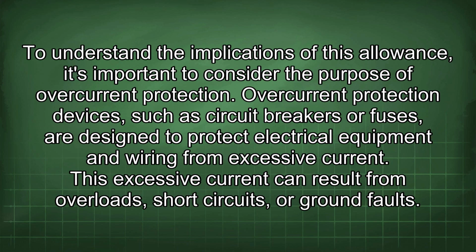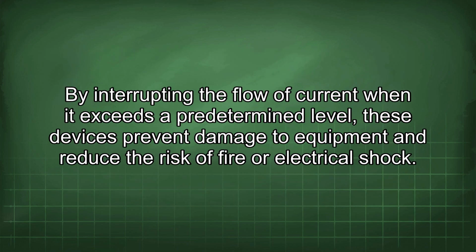To understand the implications of this allowance, it's important to consider the purpose of overcurrent protection. Overcurrent protection devices, such as circuit breakers or fuses, are designed to protect electrical equipment and wiring from excessive current. This excessive current can result from overloads, short circuits, or ground faults. By interrupting the flow of current when it exceeds a predetermined level, these devices prevent damage to equipment and reduce the risk of fire or electrical shock.